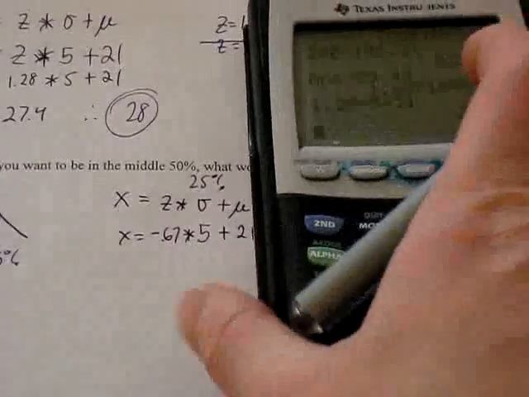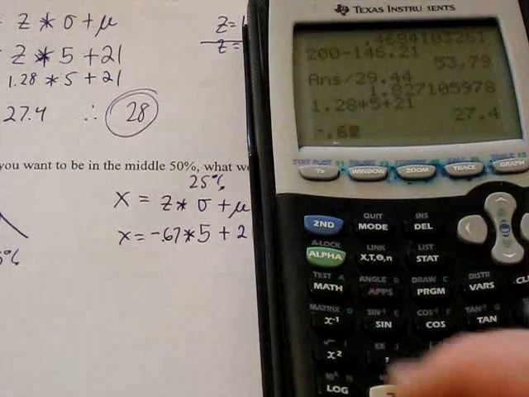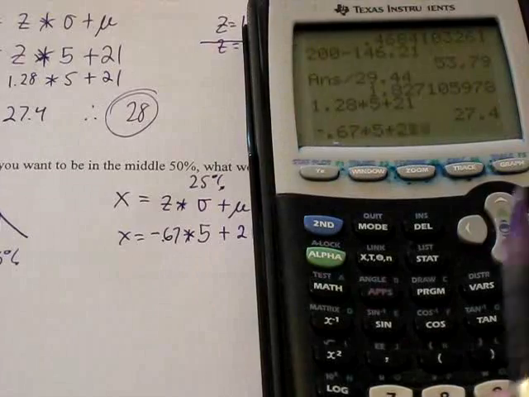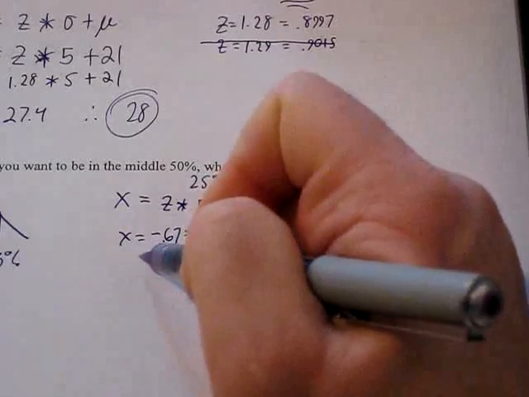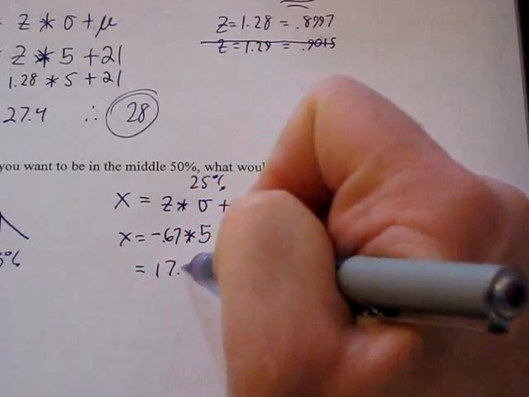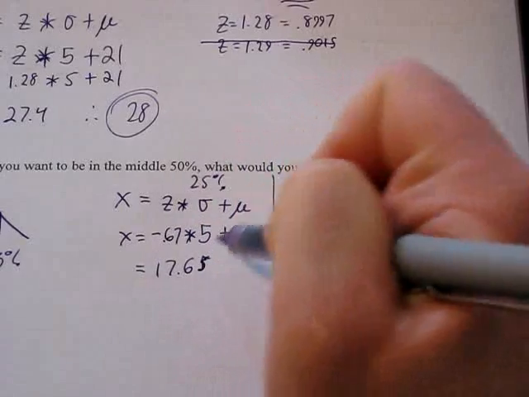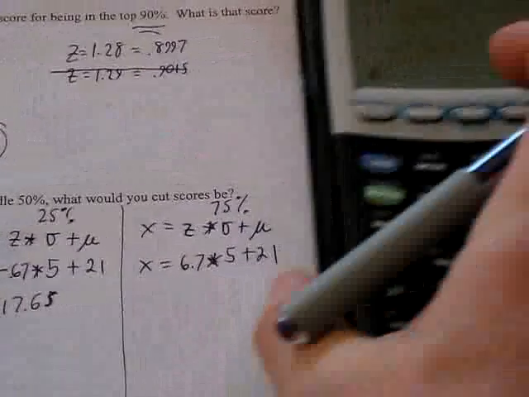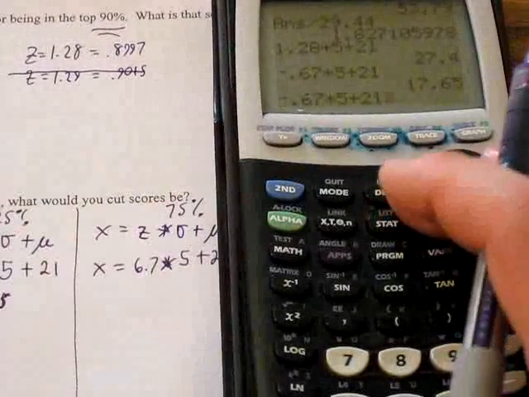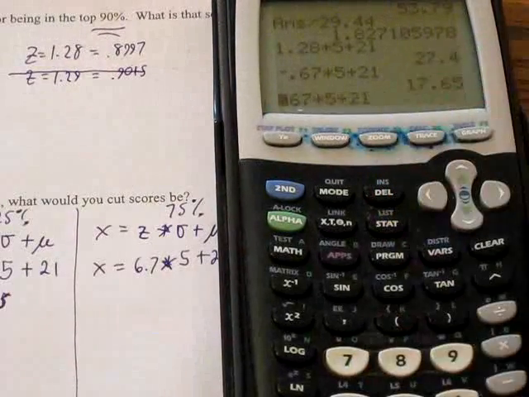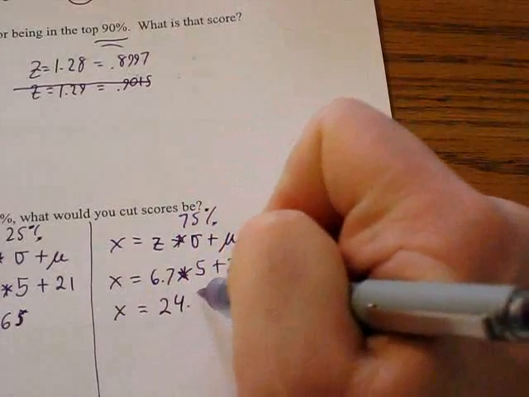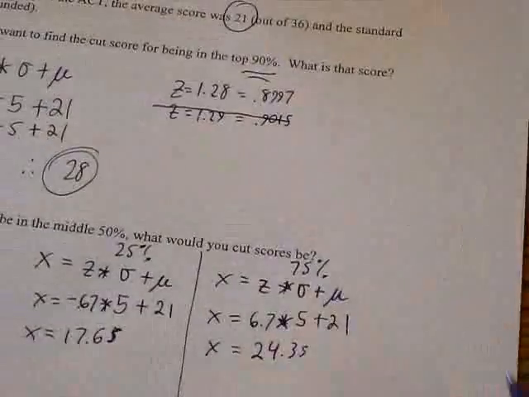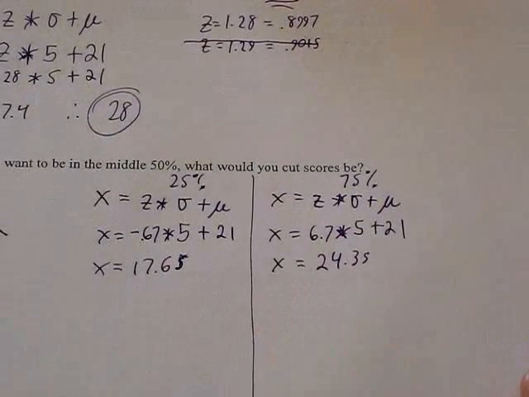Well, let's go do some calculations. I'm going to type in negative 0.67 times 5 plus 21. Blam! I got 17.65. And according to order of operations, the calculator did that perfectly, multiplying first and then adding. Then we're going to go to the other one. I'm going to just delete the negative. It's the same problem without the negative. And that gives me 24.35.